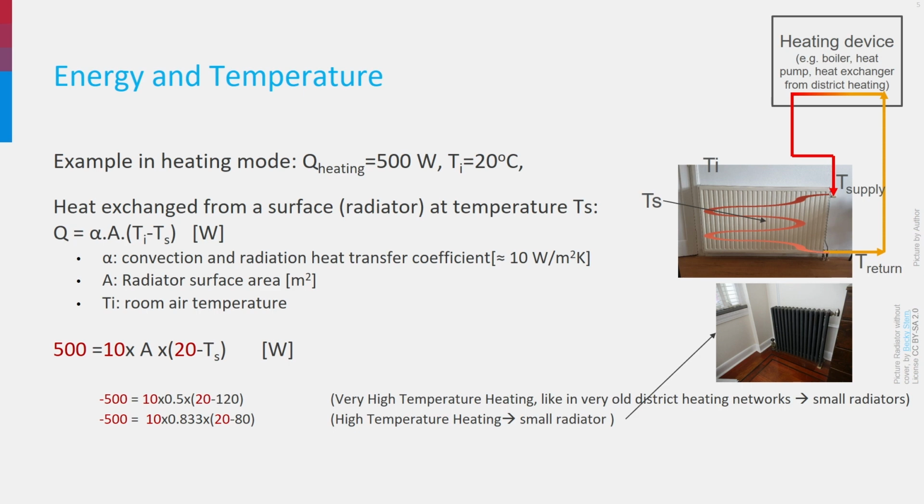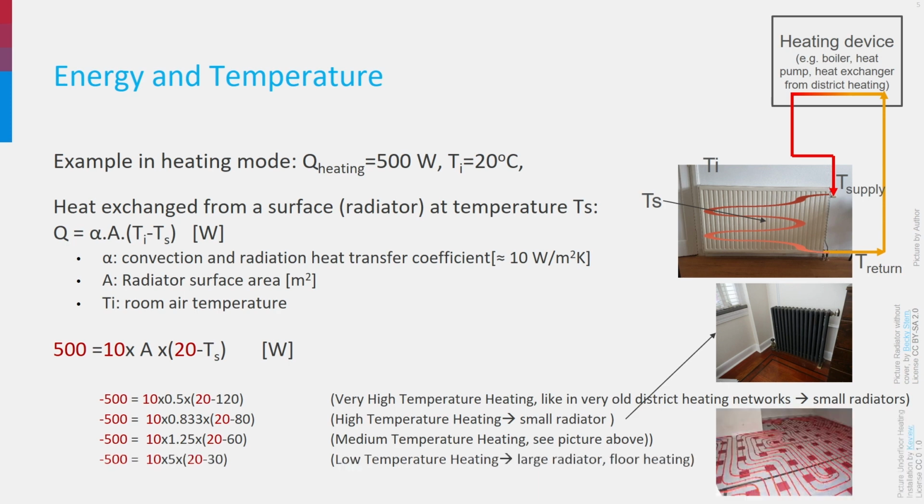In the third example, the radiator has an average temperature of 60 degrees, leading to a surface area of 1.25 square meter, typical for high-efficiency gas boilers. And in the last example, the radiator temperature is only 30 degrees, leading to a surface of 5 square meter. This is typical for modern systems like heat pumps and low-temperature geothermal energy.